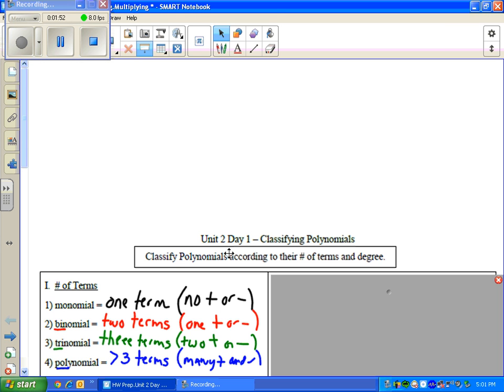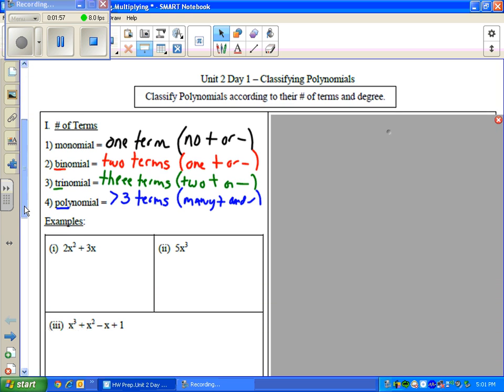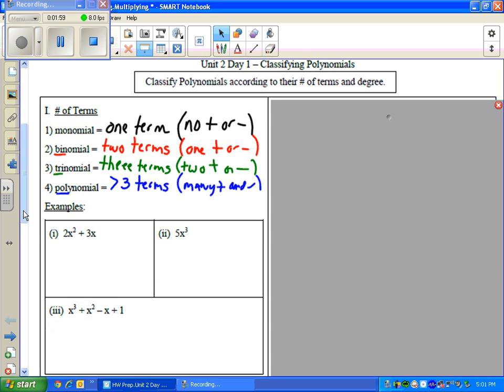Okay. Let's look at a few examples here. Copy down these 3. And let's talk about these so we're comfortable with them. In number 1, you can see here that there is 1 plus. That plus separates those 2 terms, the 2x squared and the 3x. Since it's separating those 2 terms, that means we've got a binomial here. Write that down.